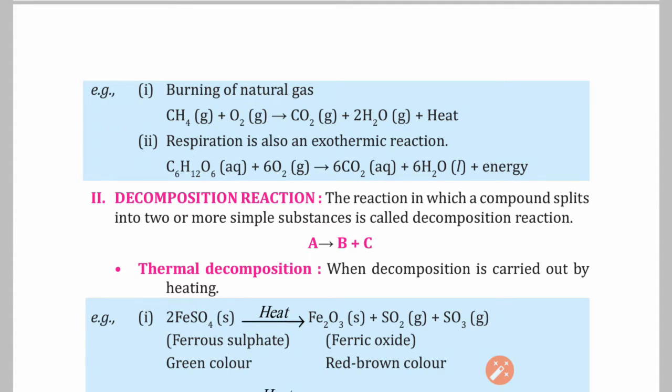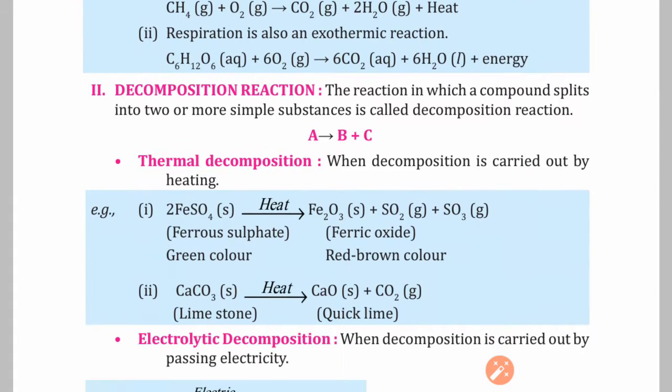Example, FeSO4 on heating gives you Fe2O3, SO2 and SO3. FeSO4 is light green in color. The product formed, ferric oxide, is red brown in color, and the SO2 and SO3 gases released have pungent and suffocating smells. Second example, calcium carbonate on heating gives calcium oxide and CO2.